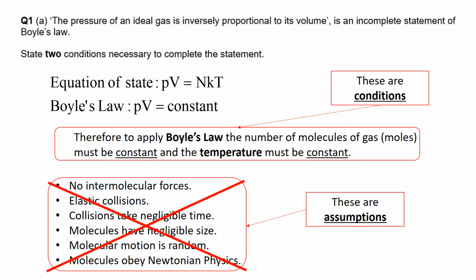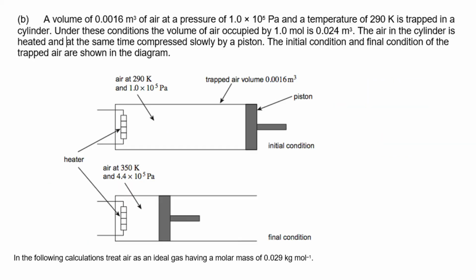Okay, so the next one, we've got a variable volume container, maybe it's a piston or just a cylinder, and we've got some values for the volume and pressure and temperature to start with, and it also tells us that in these conditions the volume of 1 mole is 0.024 meters cubed.